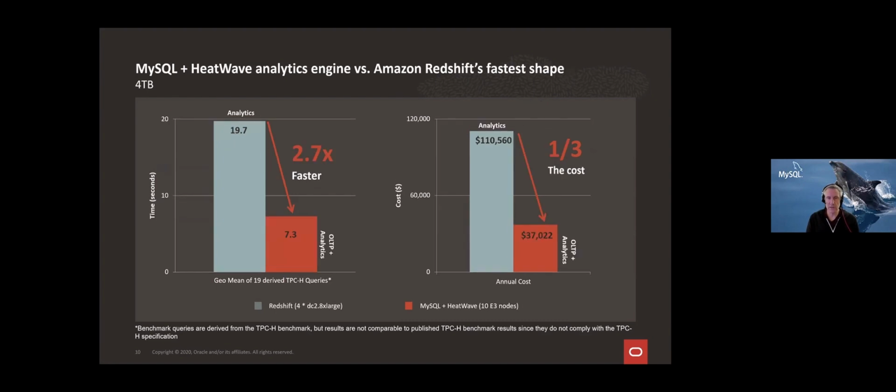If we instead compare on performance, let's not care about cost, let's just do the best, fastest shape of Redshift versus the Oracle Cloud MySQL plus HeatWave. In this case, HeatWave is close to 3 times faster than Redshift. But then if we look at the cost, it's also close to 3 times cheaper. So there are good reasons, on performance and price, to really consider MySQL and HeatWave when we compare with Redshift.